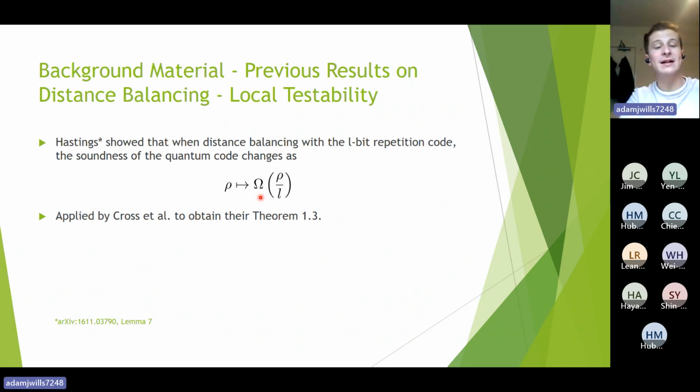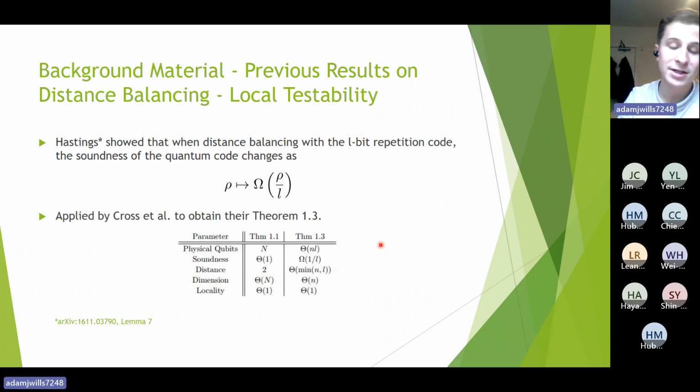This was applied by Cross et al. to obtain their theorem 1.3. So as I mentioned, they used distance balancing on theorem 1.1. In fact, this theorem 1.1 has optimal soundness, dimension, locality, and it actually has linear z distance, but we have a constant x distance, so the overall distance is a constant. But then they can distance balance this in order to obtain these parameters, and they use the repetition code for that because that was the only result that existed at the time. And so applying this result, they then get these parameters.